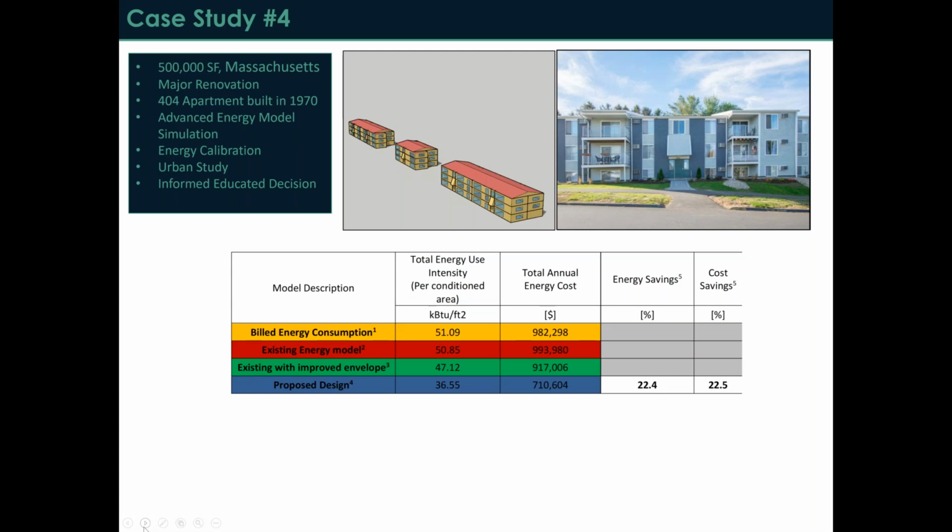Case study number 4. It was a 500,000 square feet garden style residential community in Massachusetts. It was a major renovation. It was 404 apartments built in 1970. Energy modeling simulation were done, calibration went out. There are 2 points that I want to talk about.